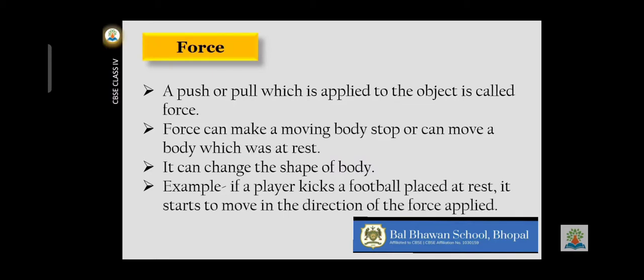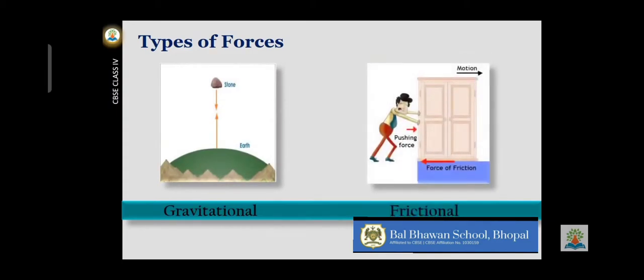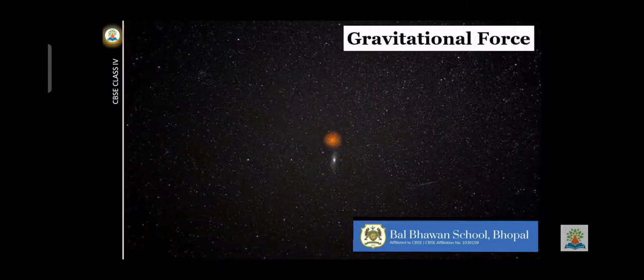So let us see how many types of forces there are. In nature, there are two types of forces that are acting all the time, namely gravity or gravitational force and the frictional force or the force of friction. So these are the two main types of forces which we are going to study in this chapter. Let us see about gravitational force.